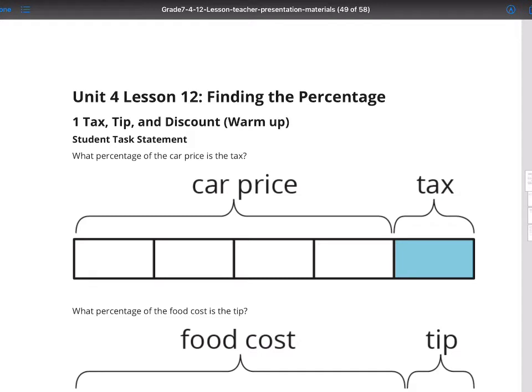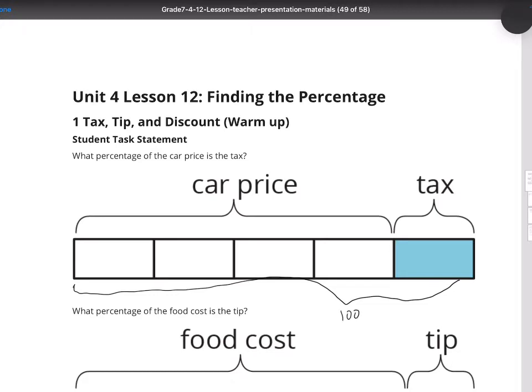So now, it wants us to guess what percentage of the car price is the tax, okay? So what portion of the car price is the tax? Now, we need to first figure out how many pieces this whole tape diagram is broken up into. So I see that it's broken up into 1, 2, 3, 4, 5 pieces, okay? So it's 5 pieces, right? So this whole thing represents 100.